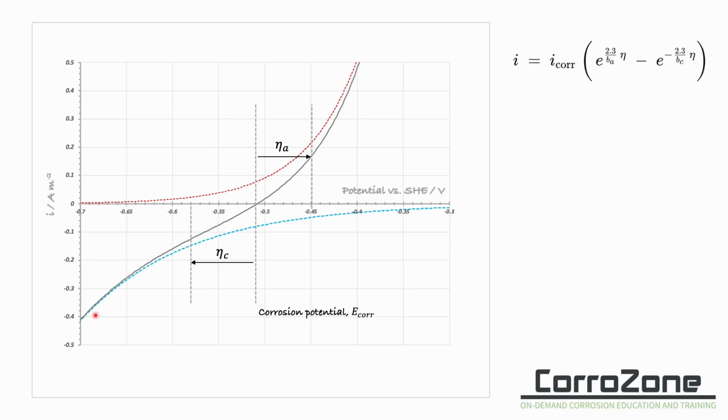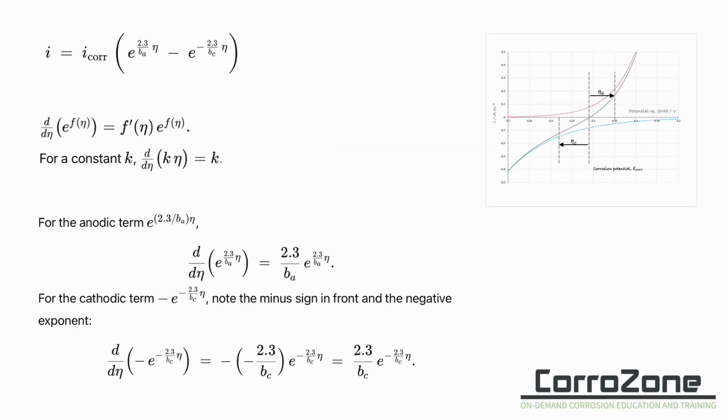Again, the curve that can be measured is the difference between the anodic and the cathodic current on the surface, and is represented by this gray curve. In order to derive the Stern-Geary equation, we need to differentiate the gray curve and consider the value of its derivative near the corrosion potential.